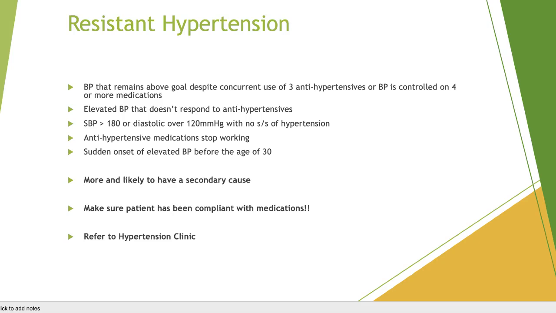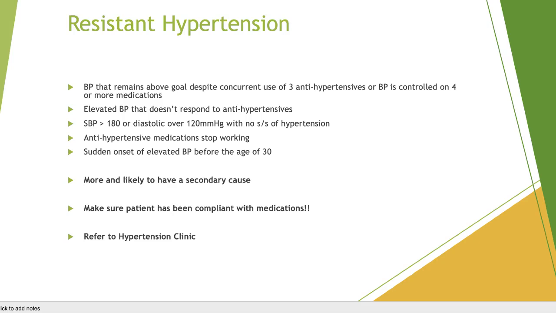These patients may also complain that they've been on antihypertensive medications for many years, and now suddenly their systolic blood pressure is uncontrolled. Resistant hypertension is also a diagnosis given to sudden onset of elevated blood pressure before the age of 30. These patients more than likely have a secondary cause for their hypertension.